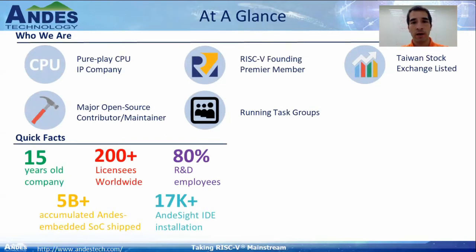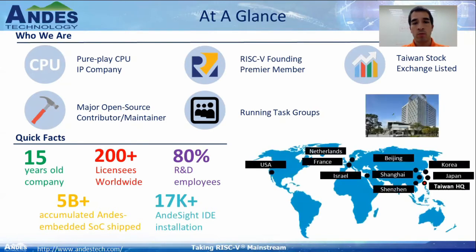Some quick facts about Andes. We're a 15-year-old company, and we have worldwide around 200 licenses. So that means quite a big customer base. Because we're focusing on CPU IP, the majority of our people are R&D employees. And a milestone which we are very proud of is 5 billion accumulated Andes embedded SoC shipments. So our customers have shipped over 5 billion devices with our SoC inside. And then we also have our own integrated development environment, where we have a worldwide installation base of 17K.